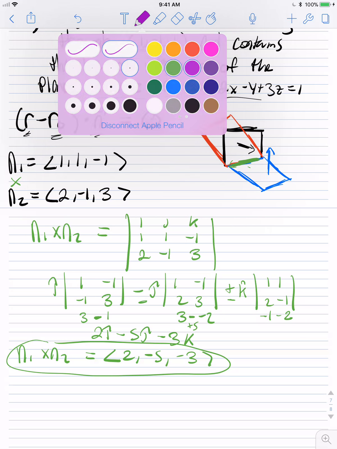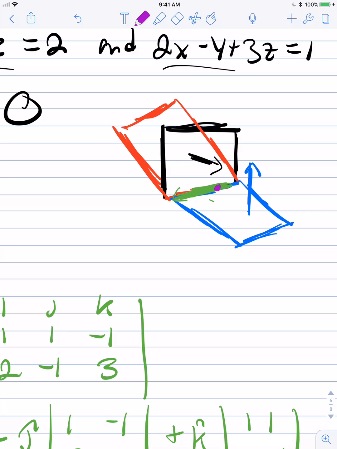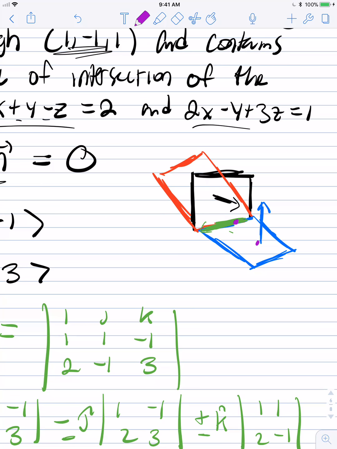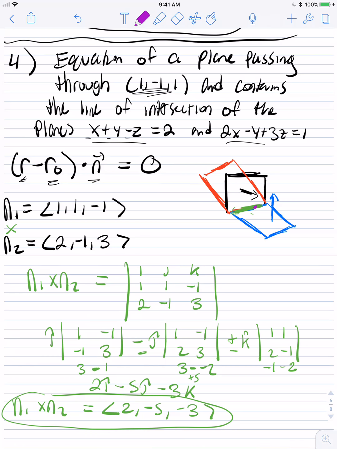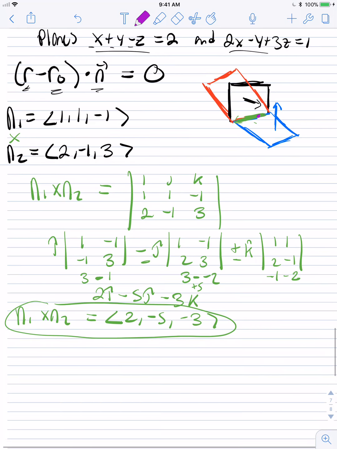First, let's try finding a point on this line of intersection, right? We already know a point on the plane. We're given that (1, -1, 1), so we've got to keep that in mind. I accidentally drew that point there. So let's go ahead and try to find another point on the plane.